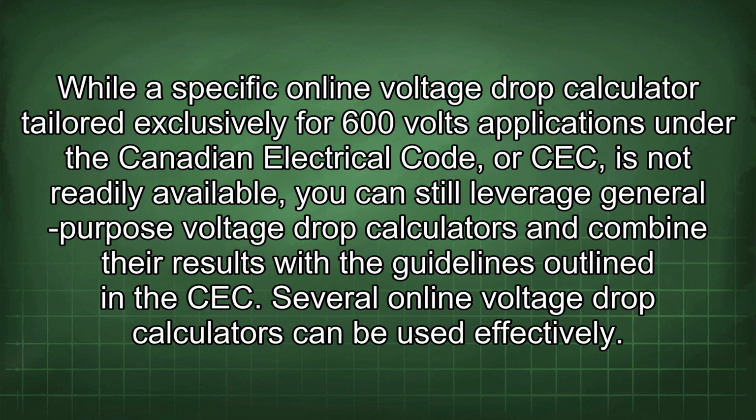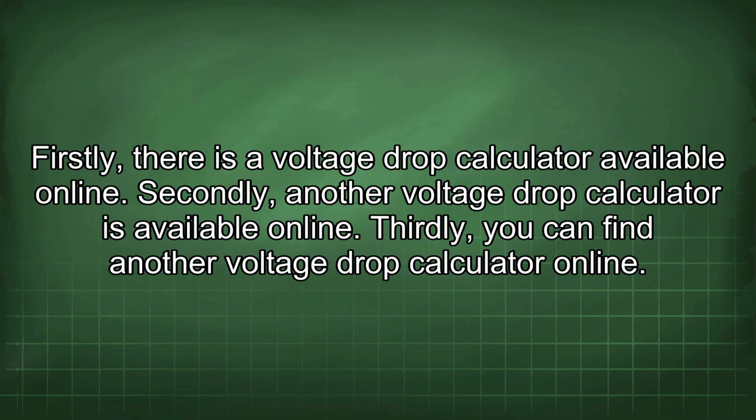While a specific online voltage drop calculator tailored exclusively for 600 volts applications under the Canadian Electrical Code (CEC) is not readily available, you can still leverage general-purpose voltage drop calculators and combine their results with the guidelines outlined in the CEC. Several online voltage drop calculators can be used effectively. Firstly, there is a voltage drop calculator available online. Secondly, another voltage drop calculator is available online. Thirdly, you can find another voltage drop calculator online.